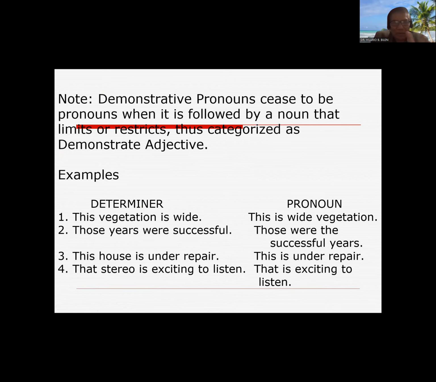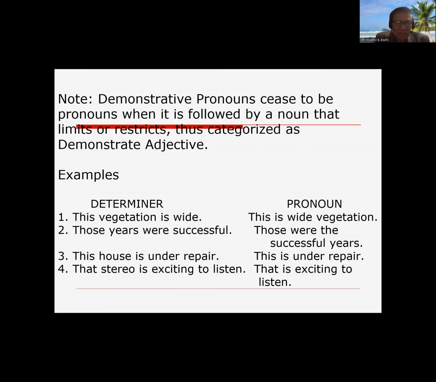Note, demonstrative pronouns cease to be pronouns when they are followed by a noun that limits or restricts, thus categorized as demonstrative adjectives. We have the example here. Under the determiner: this vegetation is wide. Under the pronoun: this is wide vegetation. Another example of the determiner: those years were successful. Under pronoun: those were the successful years.